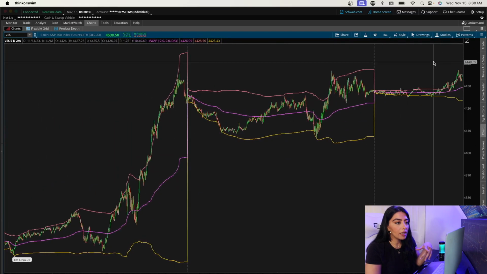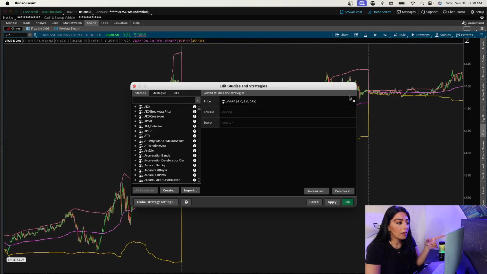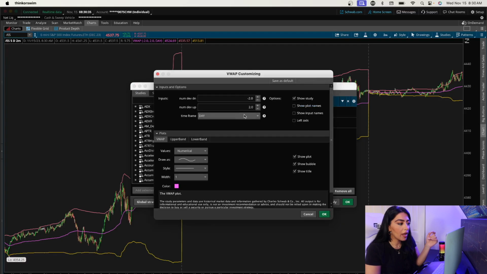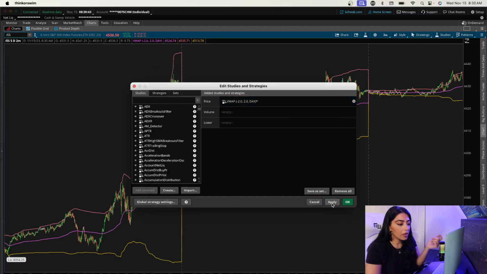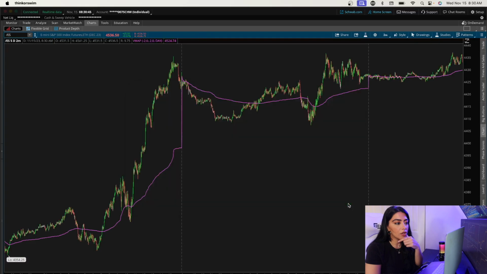So you want to go back into those studies, and I'm going to remove the upper and lower bands. So you go into upper and uncheck all of these boxes, lower, uncheck all of these boxes. Press OK, hit apply. There is your VWAP level.